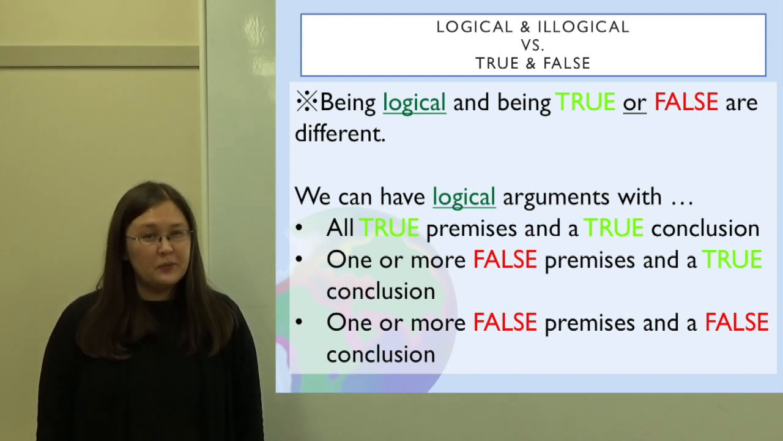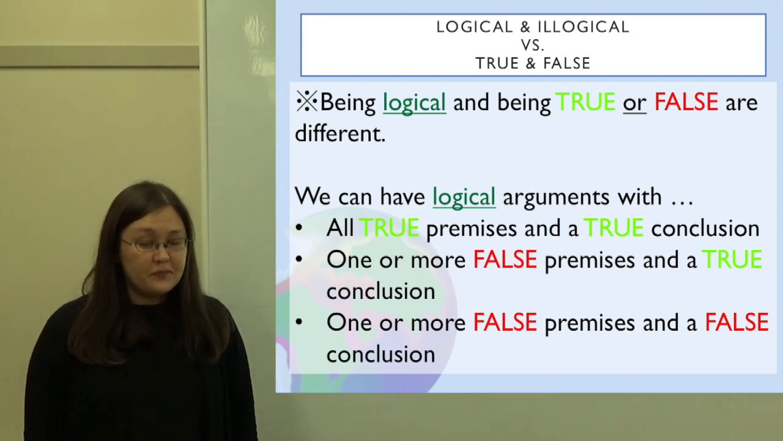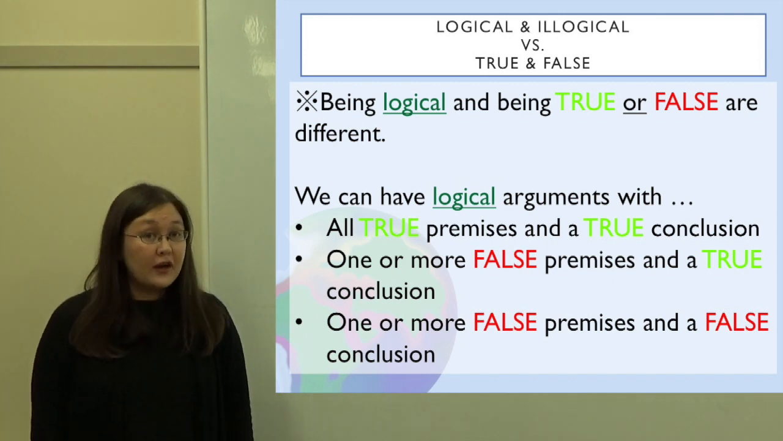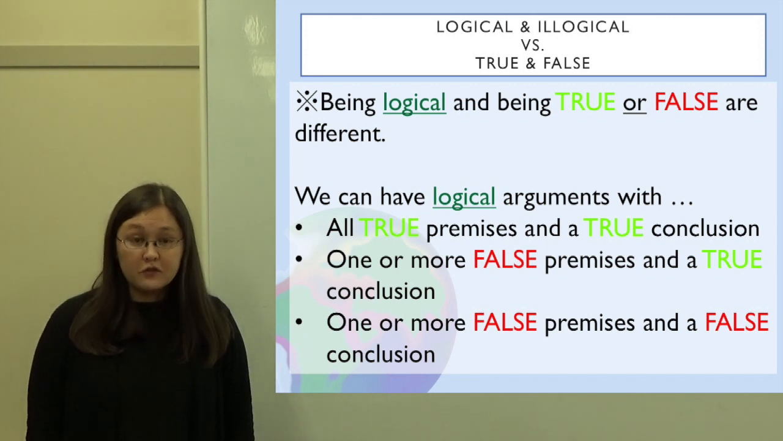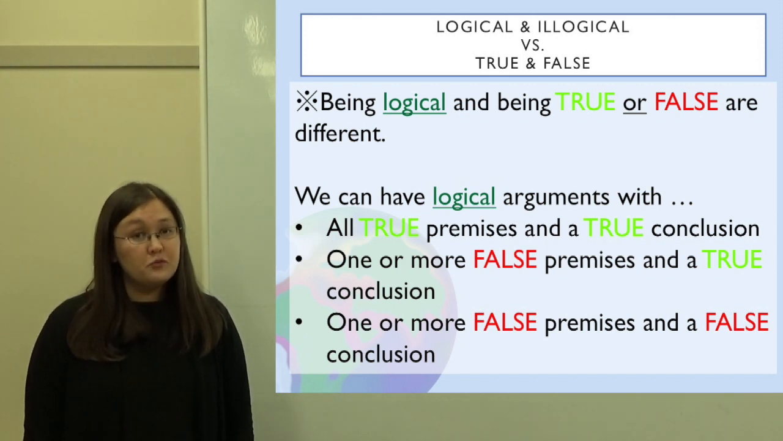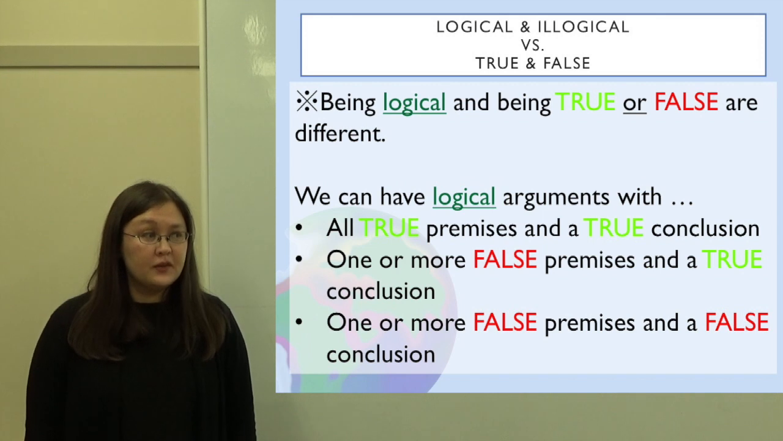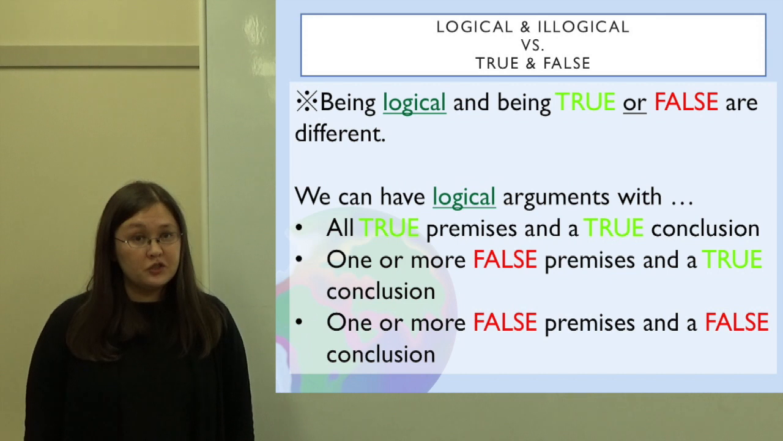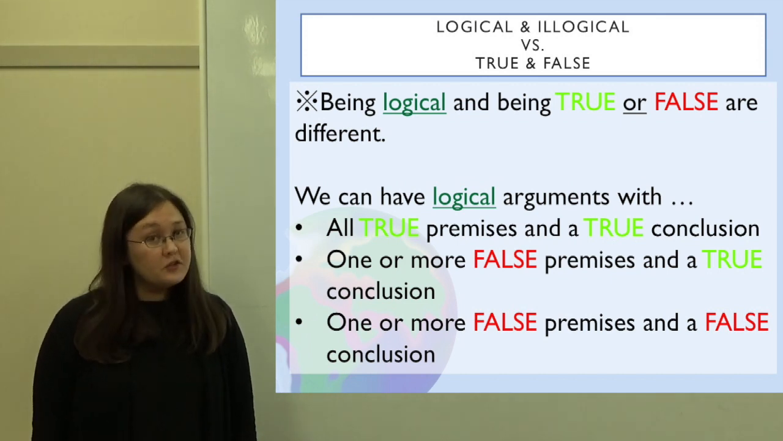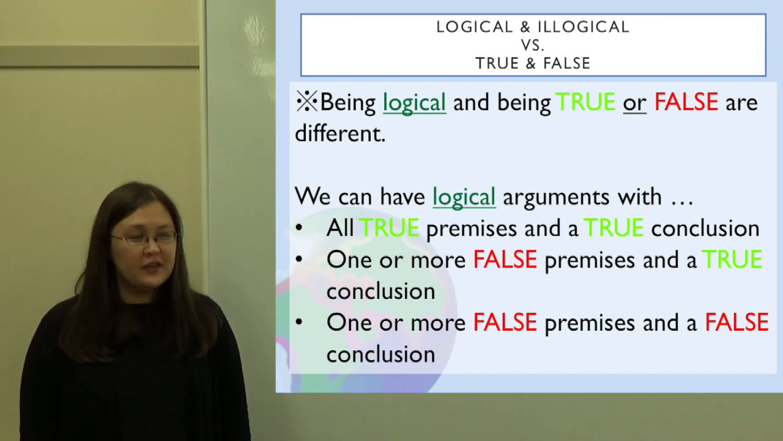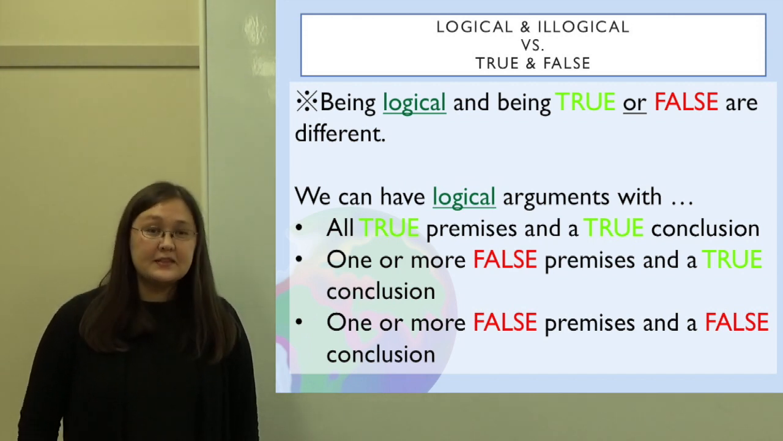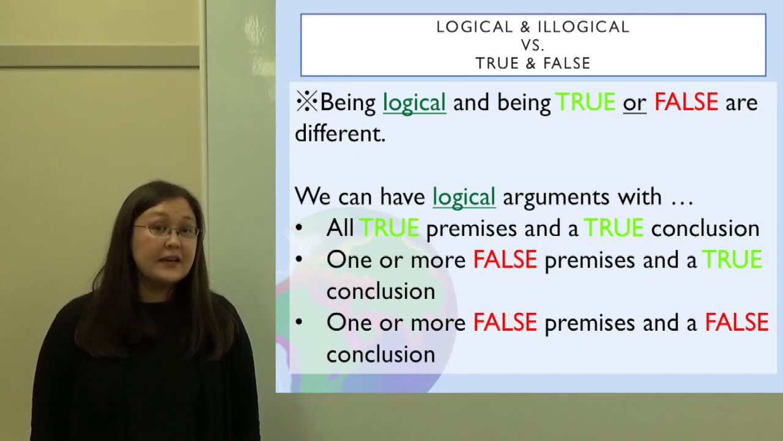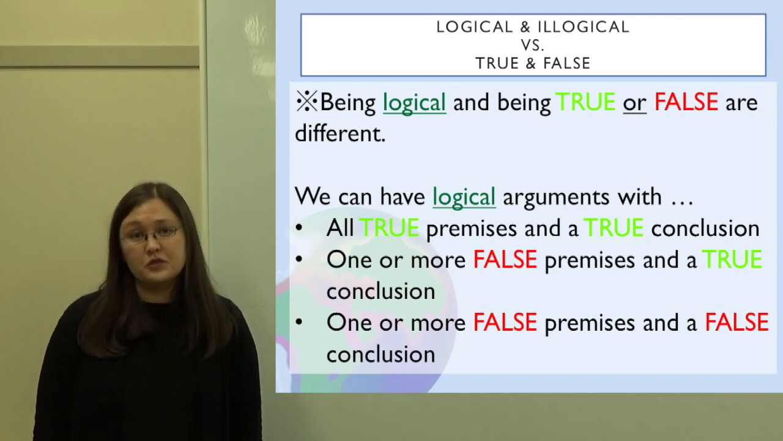Because being logical and being true or false are different, it is possible to have a variety of logical arguments, arguments that follow the rules of logic. For example, all true premises and a true conclusion, or one or more false premises and a true conclusion, or one or more false premises and a false conclusion. Even if it's partly false, even if it's completely false, that has nothing to do with whether it's logical or not. It can still be logical if it is following the rules correctly.